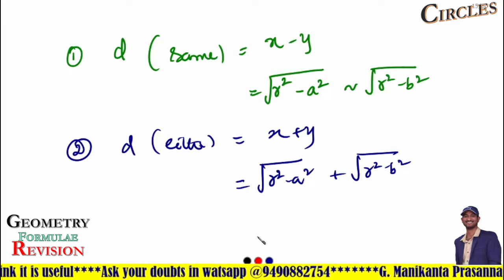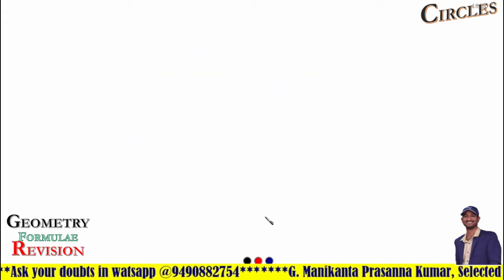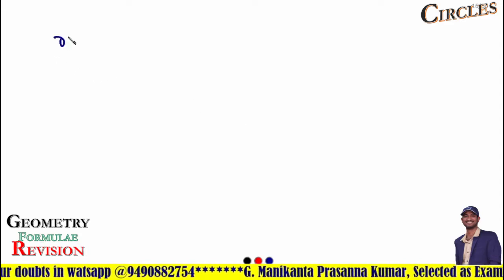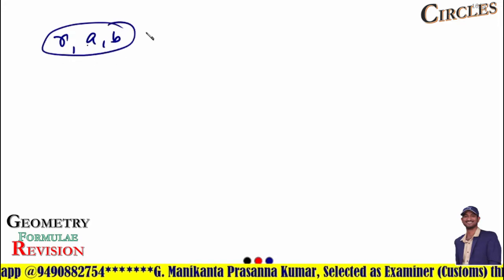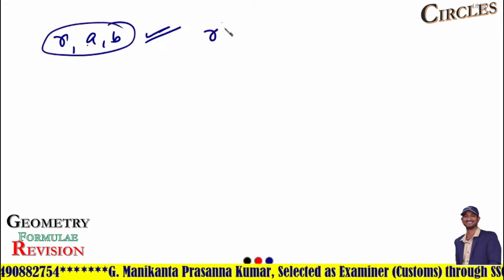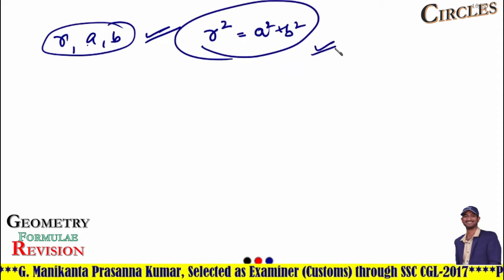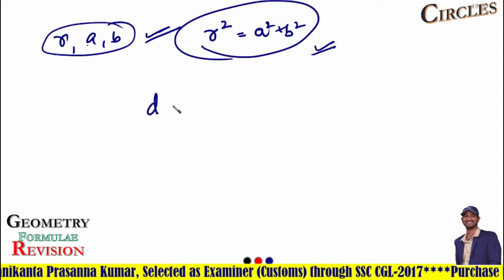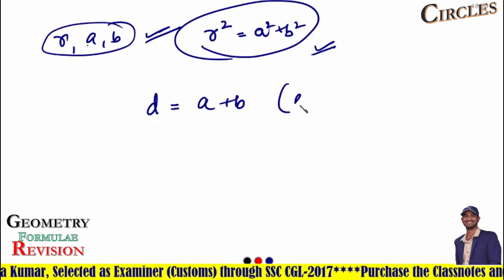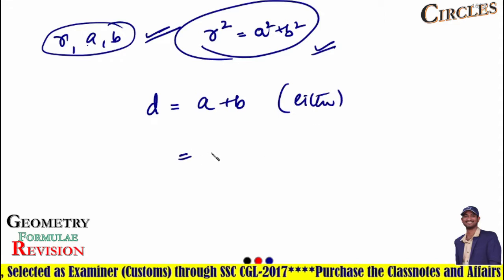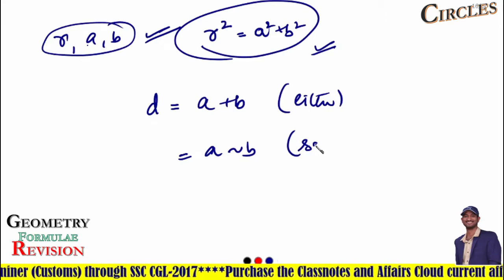Okay, but in the exam we have one particular model. What is that particular model? The radius r and half of the chords, half of the lengths of the chords, form a triplet, that is r square equal to a square plus b square. Whenever this condition is there, then d, the distance between the chords, is equal to the sum of the half lengths of the chords when either side is given, and it is equal to the difference of the half lengths of the chords when the same side is given.